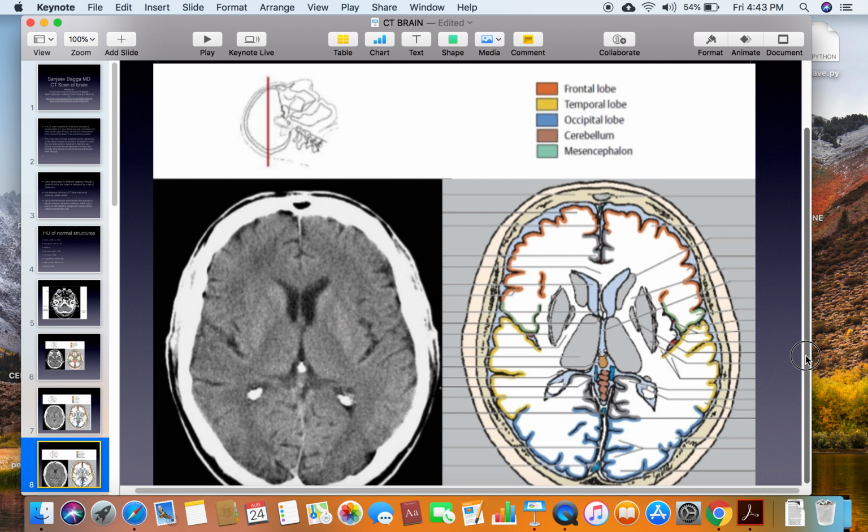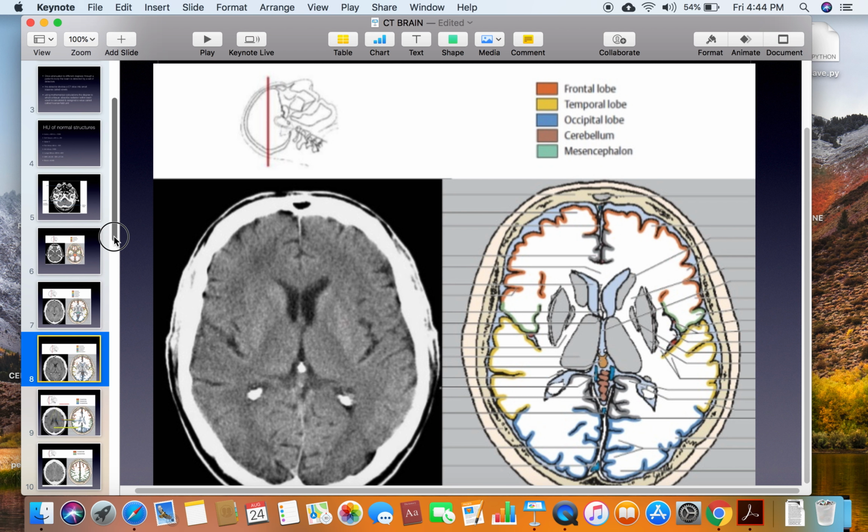Again, some of the normal anatomy: the thalamus, the frontal horns of the lateral ventricles, the frontal lobes, the temporal lobes, the occipital lobes, the choroid plexus, the pineal gland, the anterior limb of the internal capsule, the posterior limb of the internal capsule, the genu, the caudate head, the lentiform nucleus. Now, please remember this structure, the lentiform nucleus, which I'm going to be talking about a little later in the lecture.